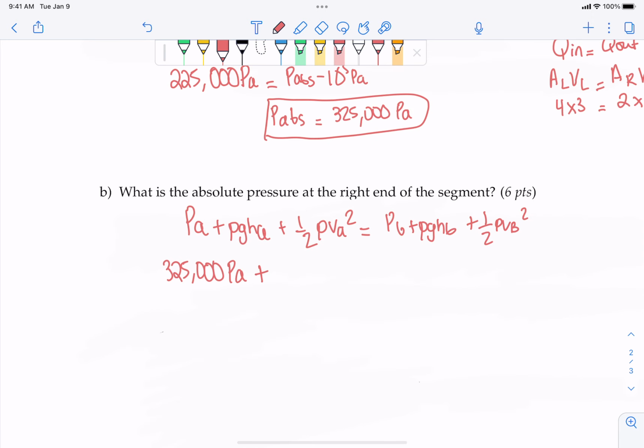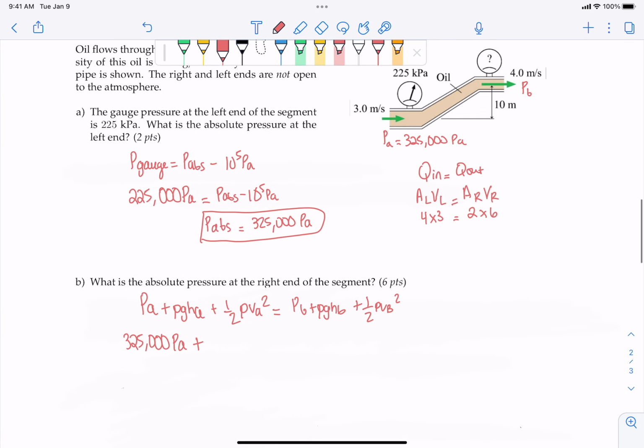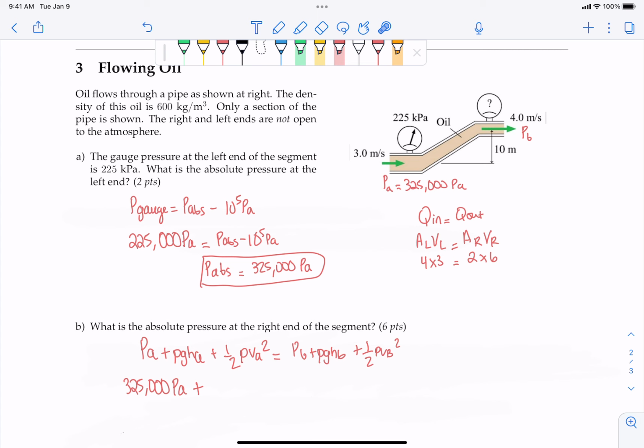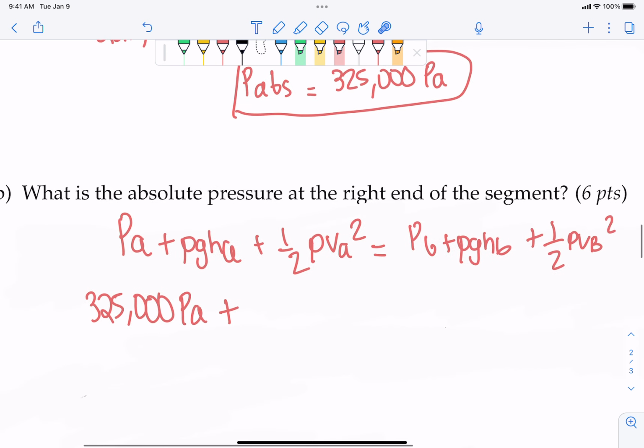And then we have the height at A. We can actually set that to be 0, right? So we can say PB, this point right here, has a height of 10 meters. So we can set A as our arbitrary 0 meter point. So if that's the case, this height at A cancels out, this whole term becomes 0.